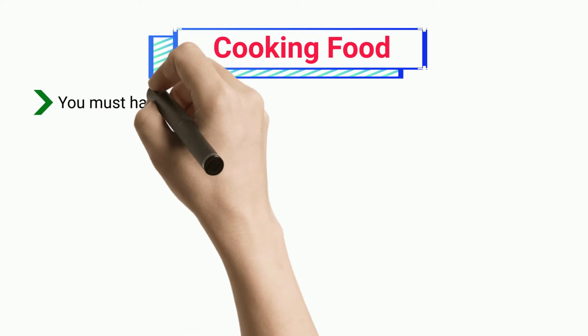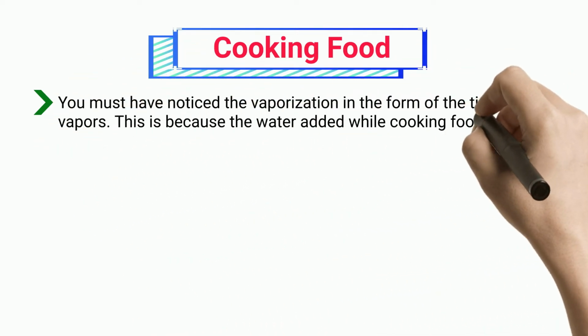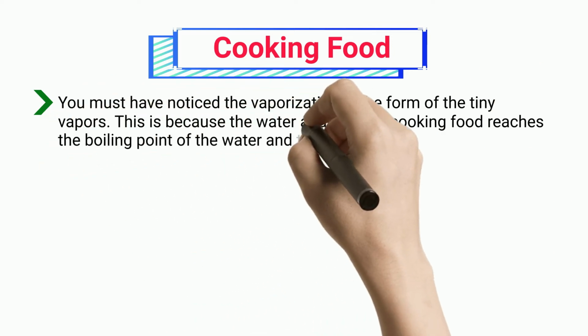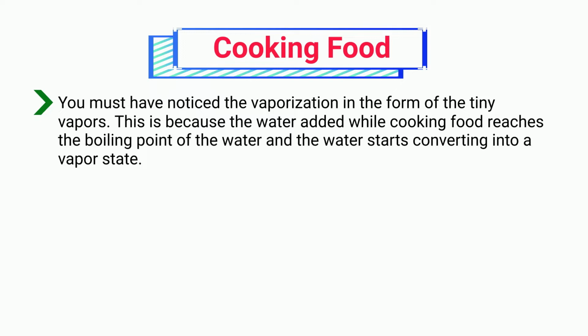Cooking food. You must have noticed the vaporization in the form of the tiny vapors. This is because the water added while cooking food reaches the boiling point of the water and the water starts converting into a vapor state.